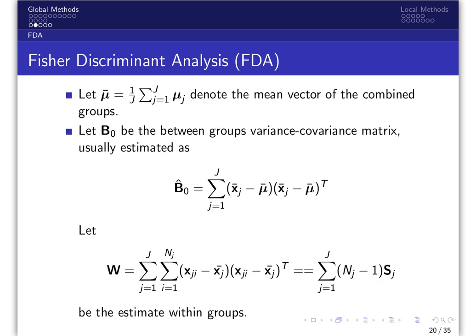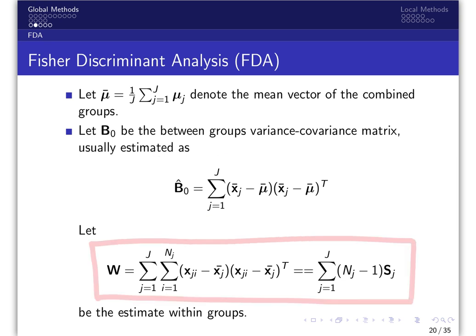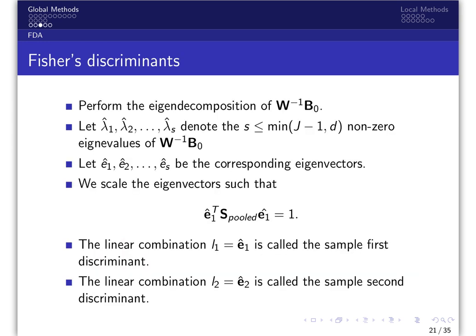Suppose that there are j groups in the data set. That is, there is a nominal phenotypic variable that takes on j levels. The mean vector of a specific group is denoted by mu sub j. Averaging these j mean vectors yields the mean vector of the combined groups. The between group variance covariance matrix can then be estimated using this equation, as well as the within groups variance covariance matrix can be estimated using this equation.